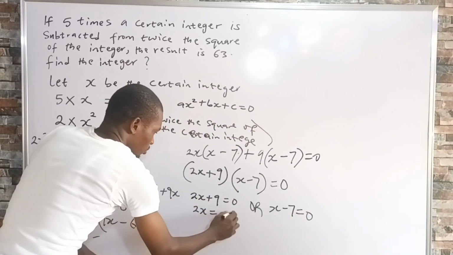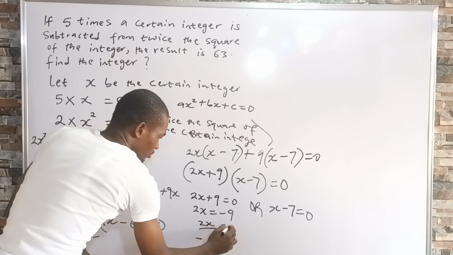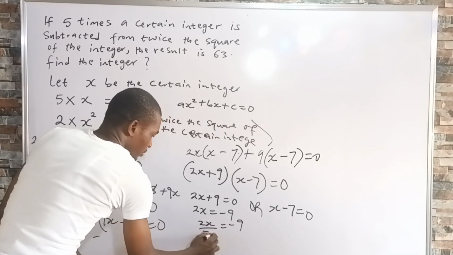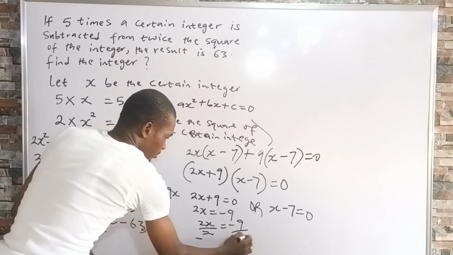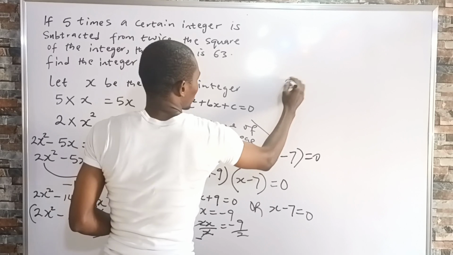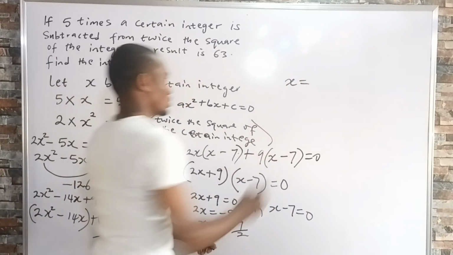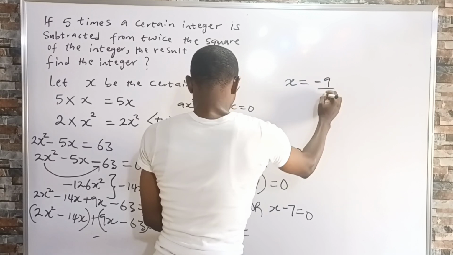Making x the subject here, I have 2x is equal to negative 9. So when I divide both sides by 2, and divide negative 9 by 2, 2 will cancel out, so I'm left with x. Let me complete it here. I'm left with x. So my x is equal to minus 9 all over 2.